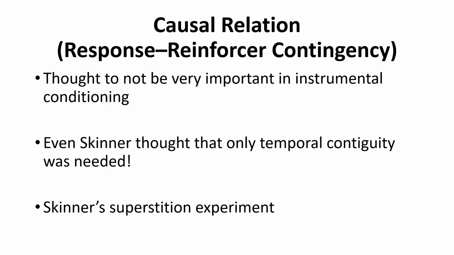So originally, researchers thought that the time component was the only important part of this relationship. And so the idea of a causal relationship, or whether there is a 1-to-1 ratio between the response and the contingency occurring, wasn't as important and wasn't really necessary for this learning to occur because the time component was so much more important. Even Skinner thought that only that temporal contiguity was needed in order for the organisms to learn an association.